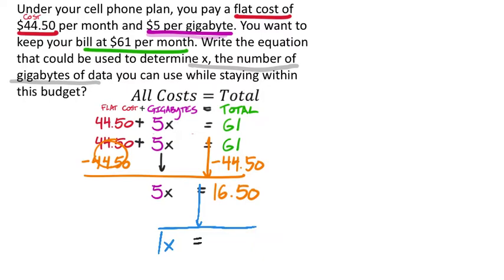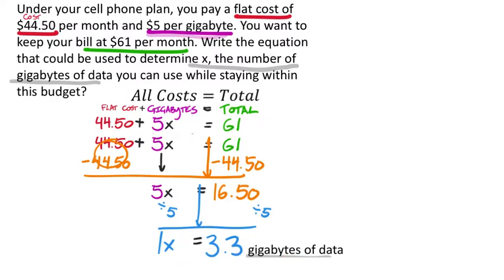But to do that, I've got to change that 5 coefficient to a 1 by dividing not just the left side by 5, but the right side by 5 as well. So I got 16.5 divided by 5 is 3.3. And yeah, we can specify that, right? We can say, well, that's gigabytes of data. If I was writing this by hand, I would have just written gigabytes.